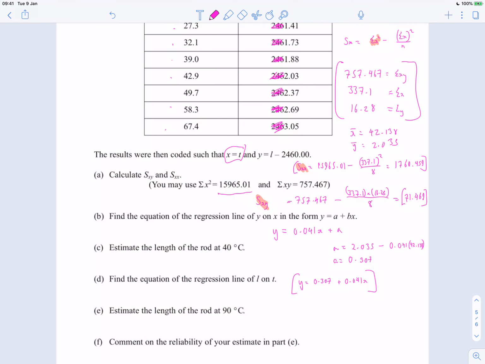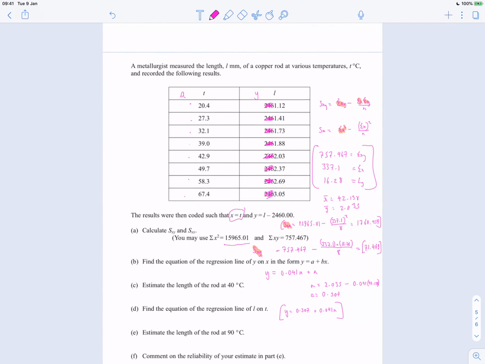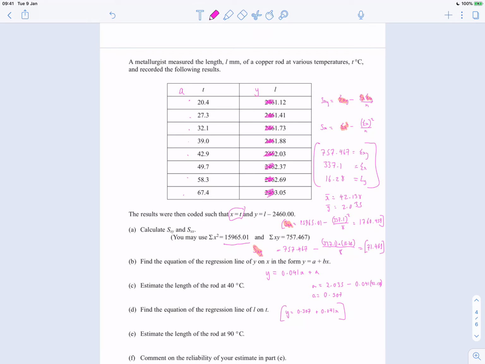Estimate the length of the rod at 40 degrees Celsius. So, 40 degrees Celsius. Now, what was it again? T is degrees. So I need to make x equal to 40. So what is 0.307 plus 0.041 times by 40? That gives me a y value of 1.947.